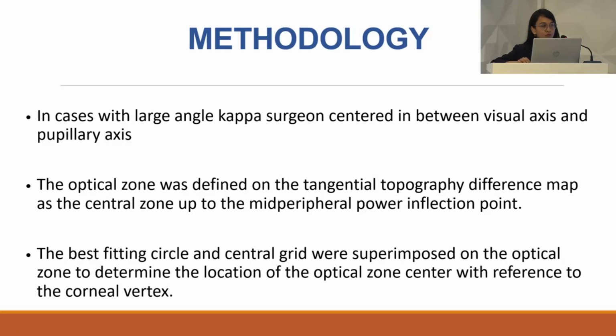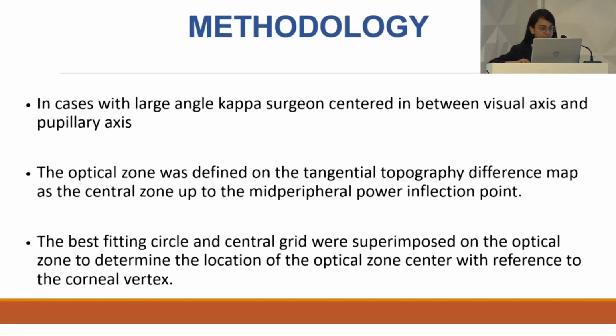The optical zone was then identified on the tangential topography difference map as the central zone up to the mid-peripheral power inflection point on the Atlas. The best fitting circle and the central grid were superimposed on the optical zone to determine the location of the optical zone center with reference to the corneal vertex.